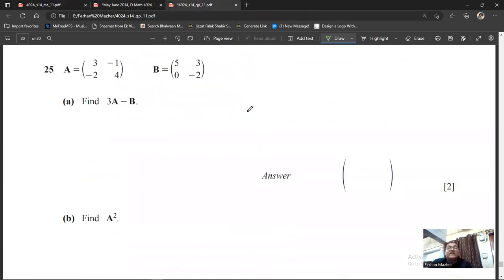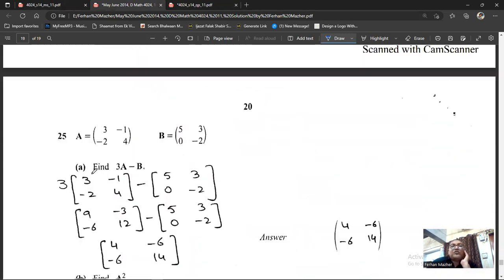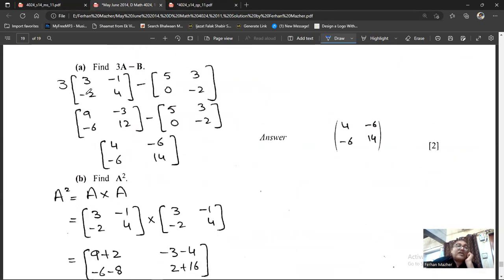Question number 25. He says A is equal to [3, -1; -2, 4]. B is [5, 3; 0, -2]. The question is: find 3A minus B. Very simple, straightforward question. Just put those values there. So 3 into [3, -1; -2, 4] minus the B value [5, 3; 0, -2].